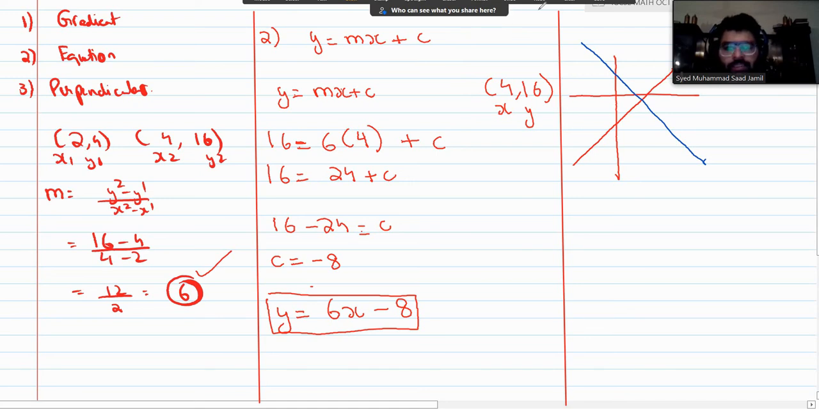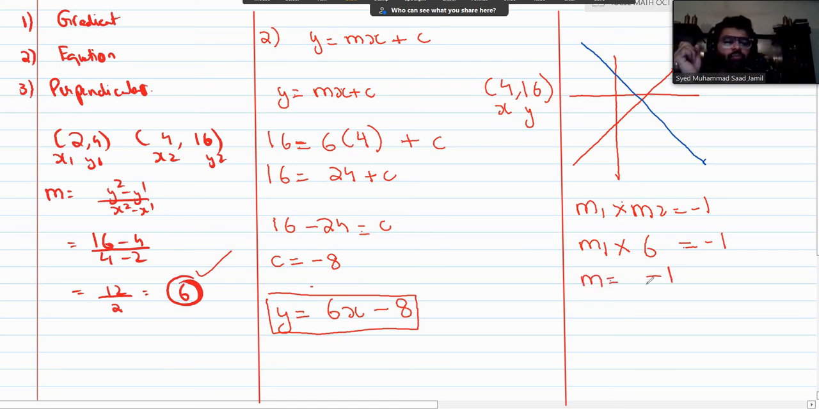First of all, let's say we have to find the gradient of this line. What is the gradient of the current line? It's 6. Do you agree? Yeah. In order to find the gradient of the perpendicular line, the formula is m1 multiplied by m2 is equals to minus 1. So m1 is basically the gradient of the perpendicular line, m2 is 6, and all of this is equals to minus 1. So m1 is equals to minus 1 upon 6. So basically the gradient of the perpendicular line is minus 1 upon 6.